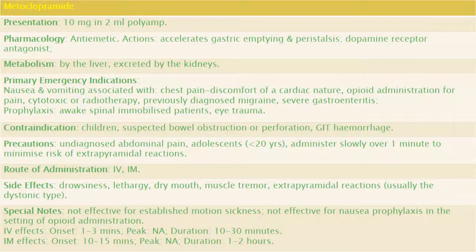Precautions: undiagnosed abdominal pain, adolescents less than 20 years. Administer slowly over 1 minute to minimize the risk of extrapyramidal reactions. Route of administration: IV, IM. Side effects: drowsiness, lethargy, dry mouth, muscle tremor, extrapyramidal reactions, usually the dystonic type. Special notes: not effective for established motion sickness, not effective for nausea prophylaxis in the setting of opioid administration. IV effects: onset 1 to 3 minutes, duration 10 to 30 minutes. IM effects: onset 10 to 15 minutes, duration 1 to 2 hours.